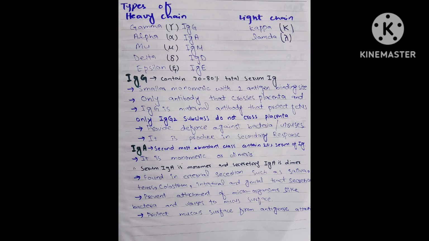Further, we move to the IgA class. The second most abundant class, it makes up 20% of serum immunoglobulins. It is monomeric or dimeric. Serum IgA is monomeric, and secretory IgA is dimeric. IgA is found in external secretions such as saliva, tears, colostrum, and intestinal and genital tract secretions. It prevents the attachment of microorganisms like bacteria and viruses to mucous surfaces, protecting the mucous surface from antigenic attack.